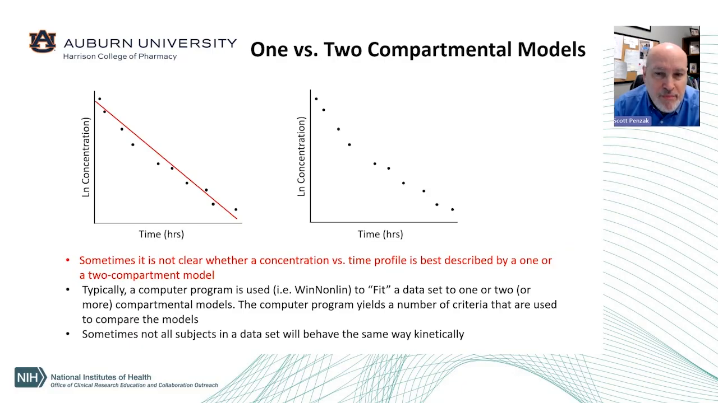But somebody else could say, well, wait a minute. It looks to me like that's best described by a two compartment model. It looks like you've got distribution here. This looks like there's a break in the curve, and then you have your terminal elimination.